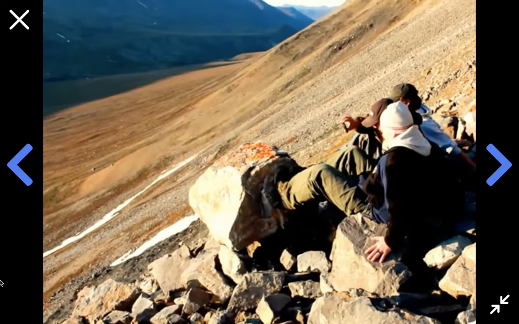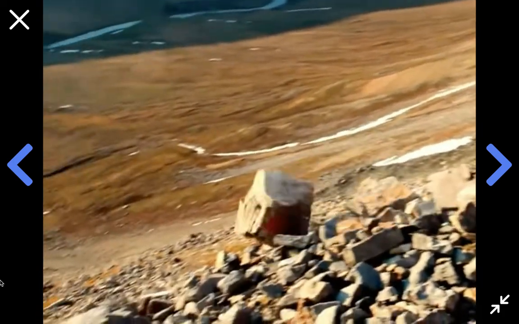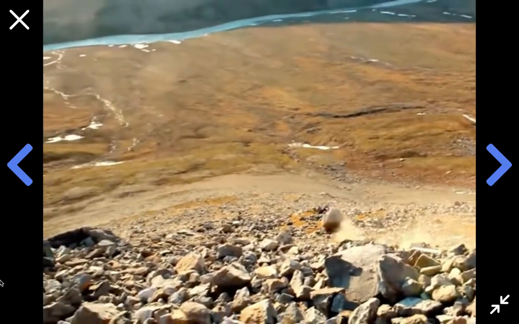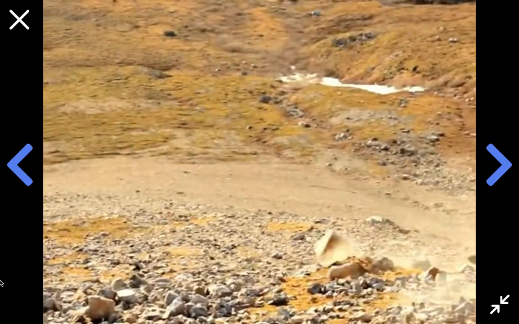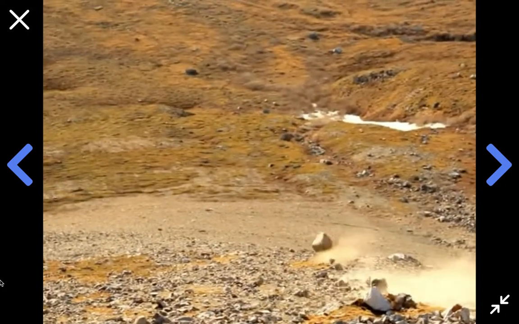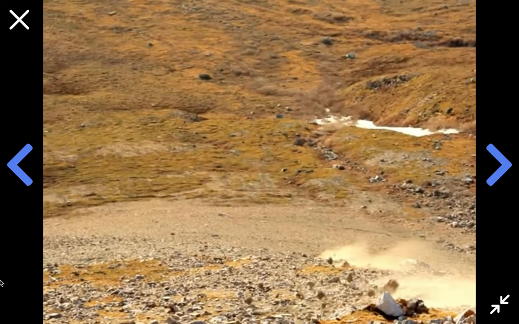Well then, maybe you could experiment by rolling real rocks down the side of a mountain, like this. That looks like fun. It would be a lot of work. You'd have to find a mountain, you'd have to climb to the top, and it might be dangerous for anyone down below. This doesn't seem like the greatest idea.